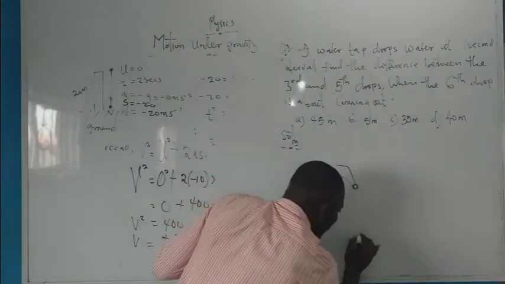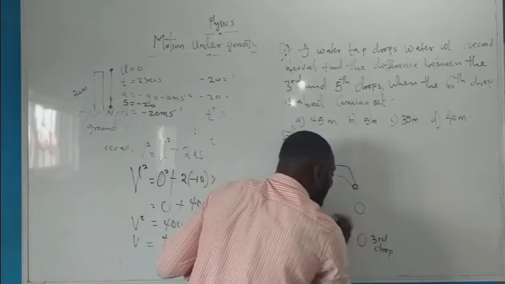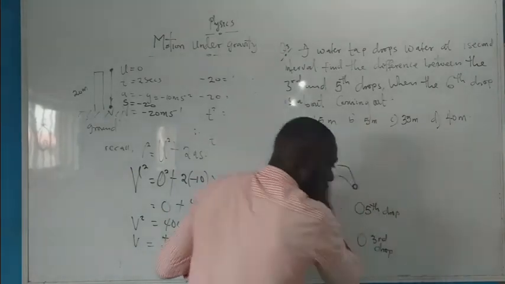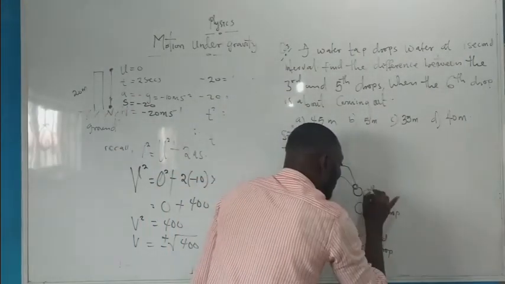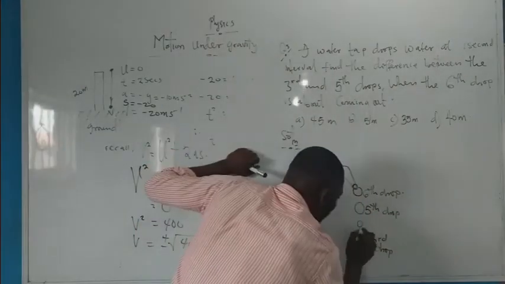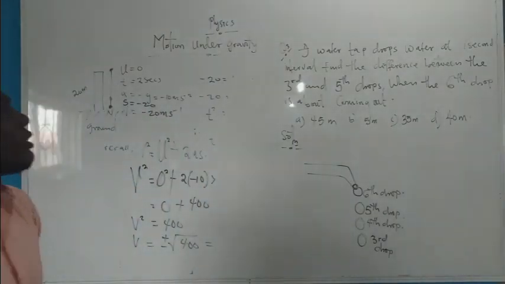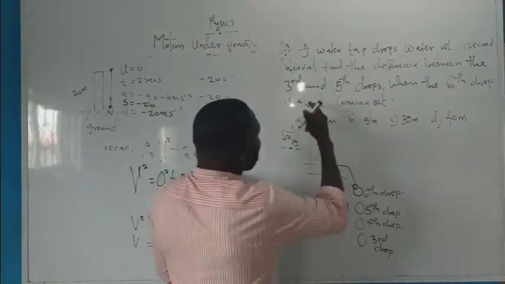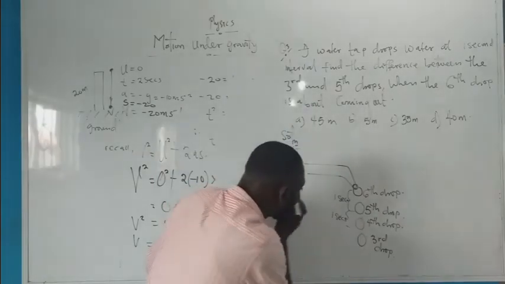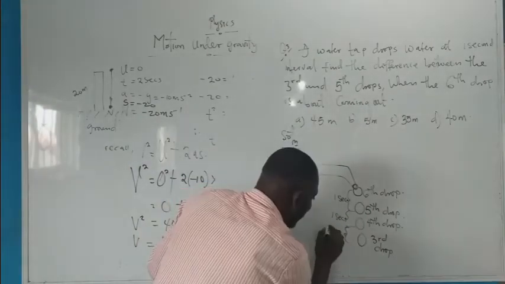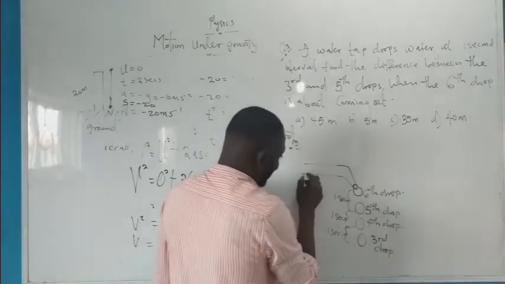The first drop is, that's the third drop. We have the fifth drop. This will be the fourth. We're told that the sixth drop is about coming out. Then we have the fourth drop. At an interval of 1 second, meaning from here to here, 1 second. From this to this, another 1 second, and another 1 second.